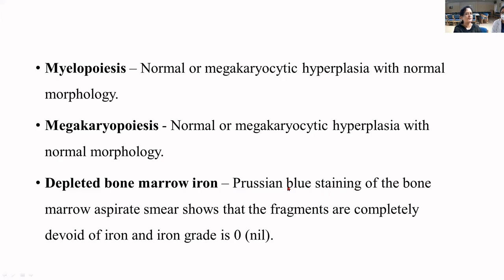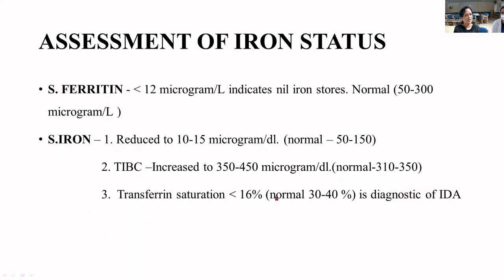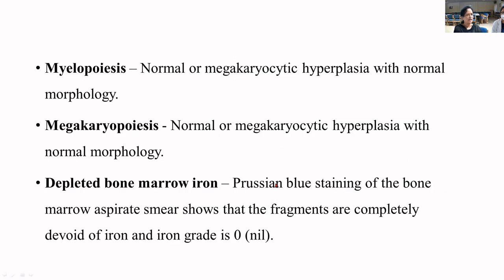How do we find out? By doing Prussian blue staining. There is grading, so we assess the iron status. Okay, this is not required for undergraduates. Now you have written serum iron, right? So the previous one you have to add here. How do we assess the amount of iron in the bone marrow?